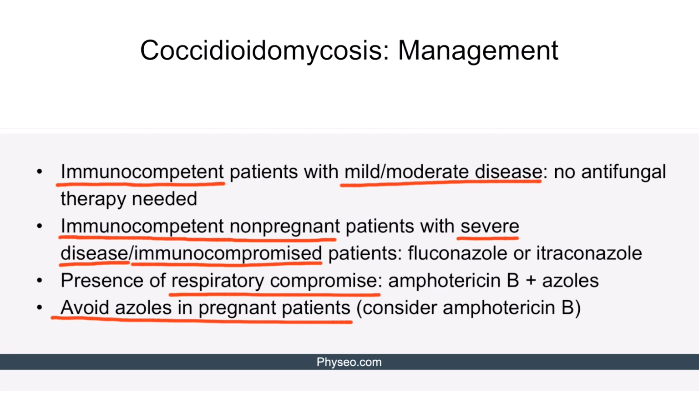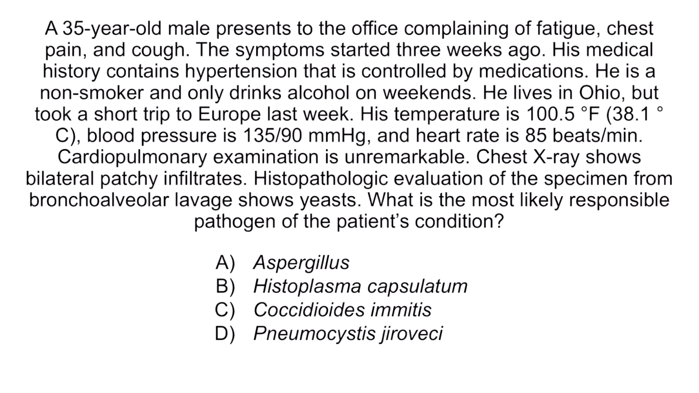So now that we've covered the information, let's wrap up with a board-style question. A 35-year-old male presents to the office complaining of fatigue, chest pain, and cough. The symptoms started 3 weeks ago. His medical history contains hypertension that is controlled by medications. He is a non-smoker and only drinks alcohol on weekends. He lives in Ohio, but took a short trip to Europe last week.